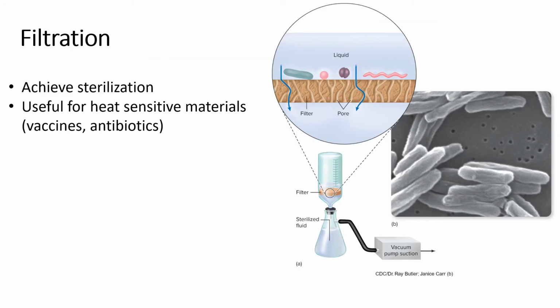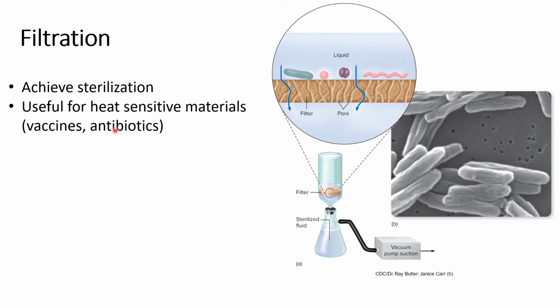So let's go ahead and move on. Next we're going to talk about filtration. Filtration is basically a physical method that's used. It can achieve sterilization, especially liquid filtration. So liquid filtration can achieve sterilization. And it's usually used for heat sensitive materials such as vaccines and antibiotics.